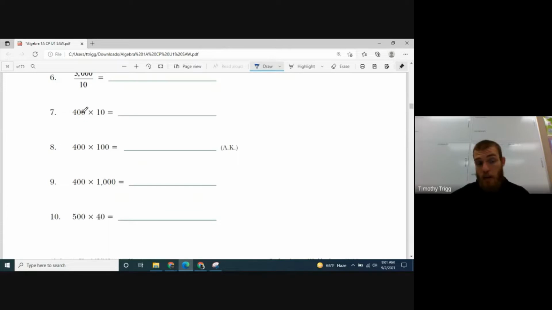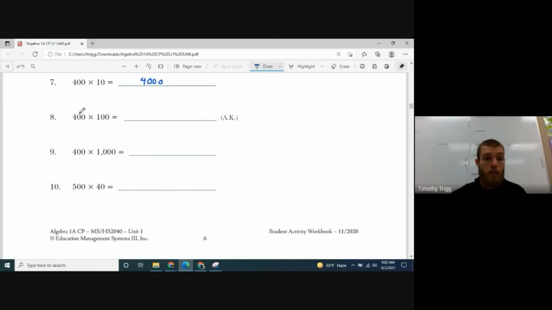Again, number 7, when multiplying by 10, we add a 0. So 400 times 10 would be 4,000. Here, 400 times 100, well, 4 times 1 is 4, and then we'd add 1, 2, 3, 4 zeros. So this would be 40,000. You should be able to do these all in your head, but you could always check with your calculator.